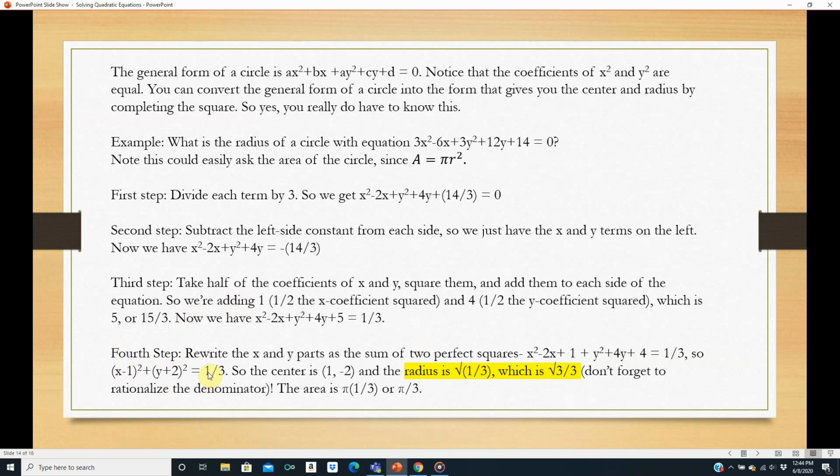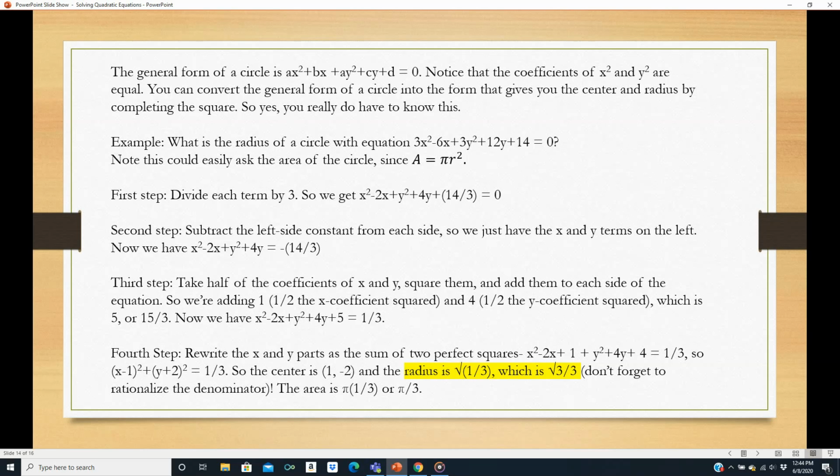If you don't understand how I got this, please review factoring. And I believe I have a video on that. So the center is 1, -2, and the radius is the square root of 1/3. So it's the square root of 1/3, which is the same as the square root of 3 divided by 3.